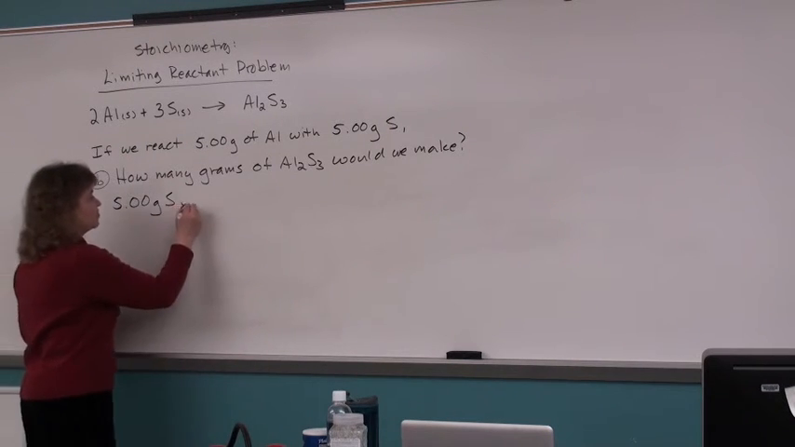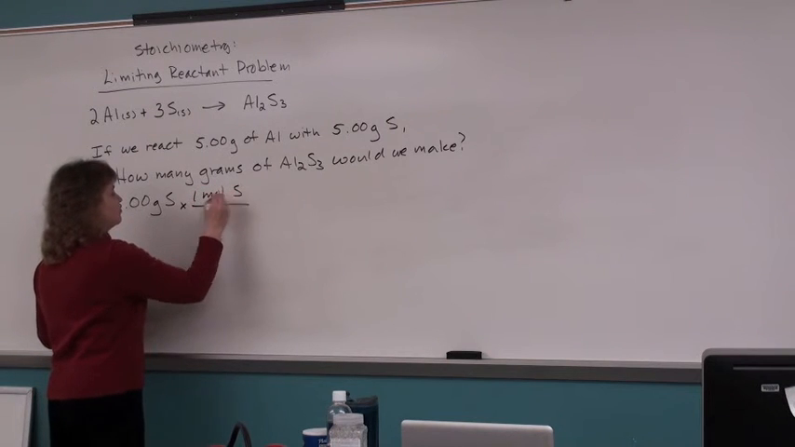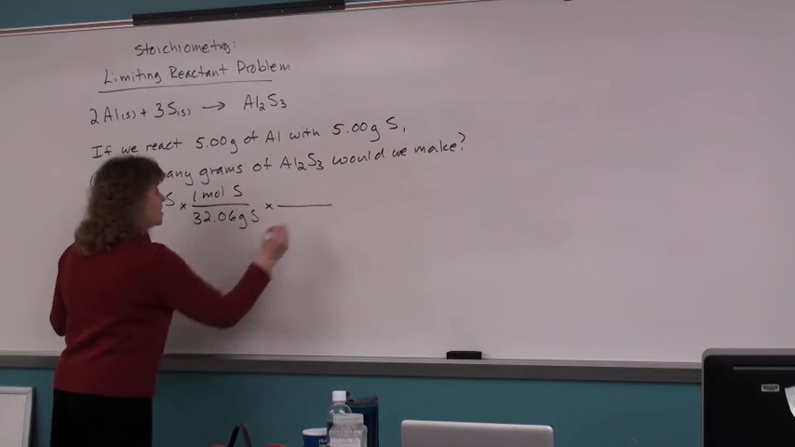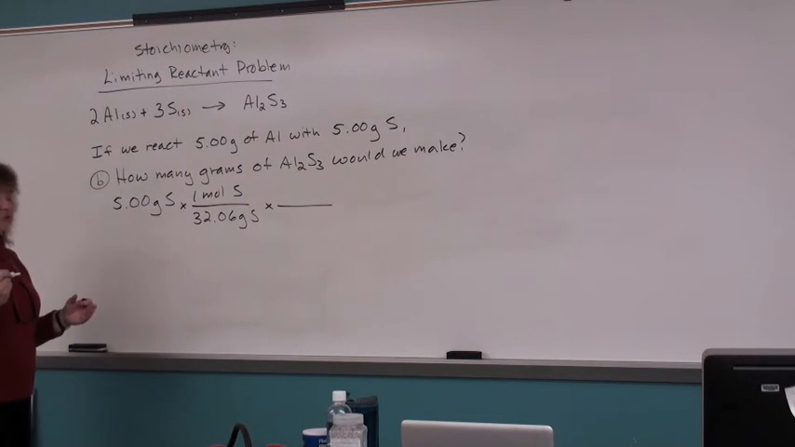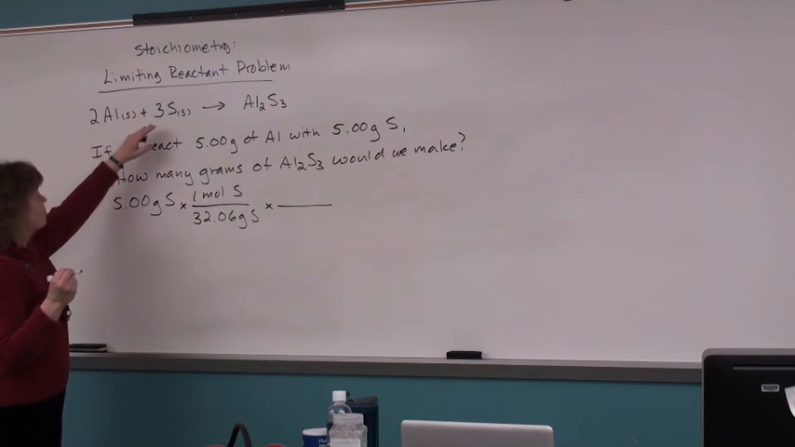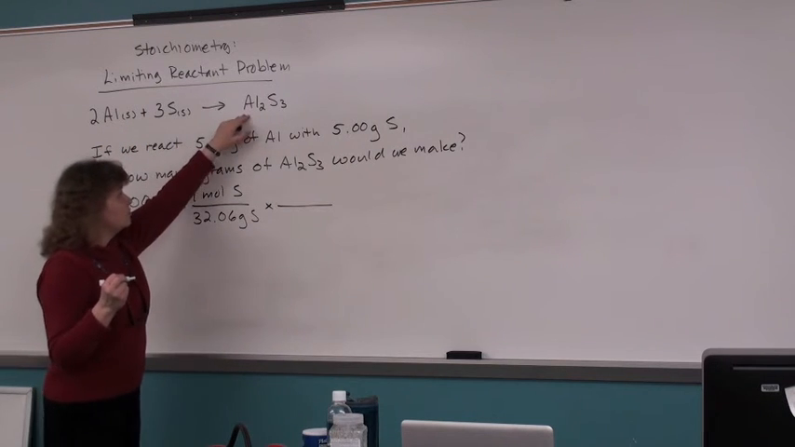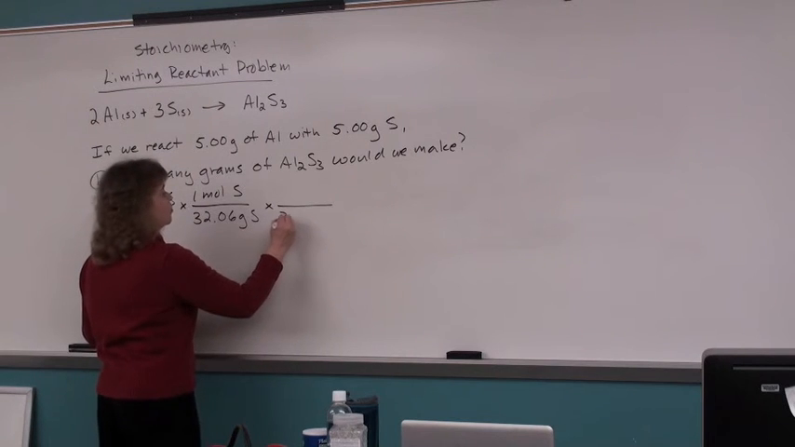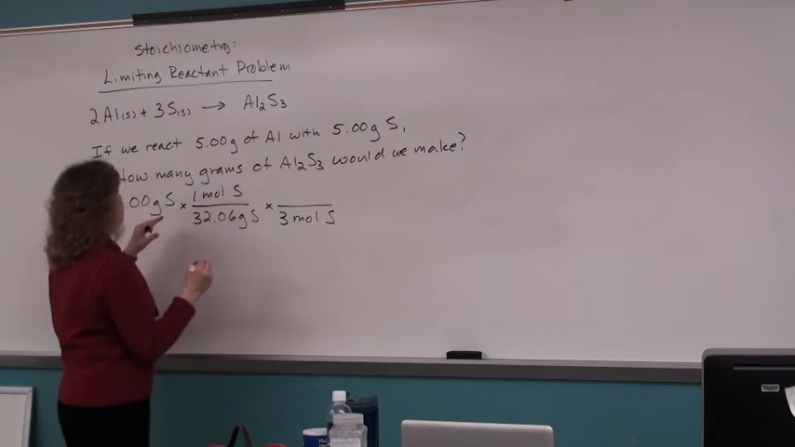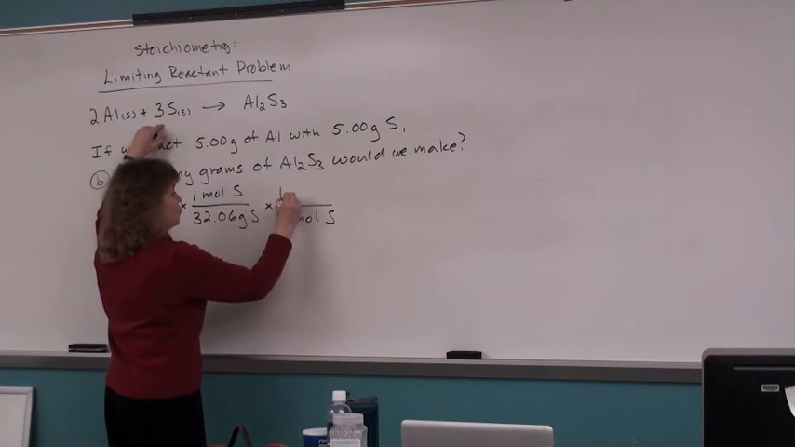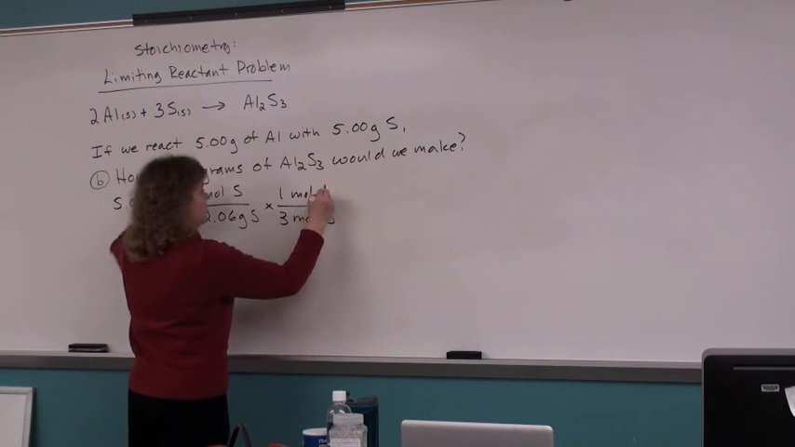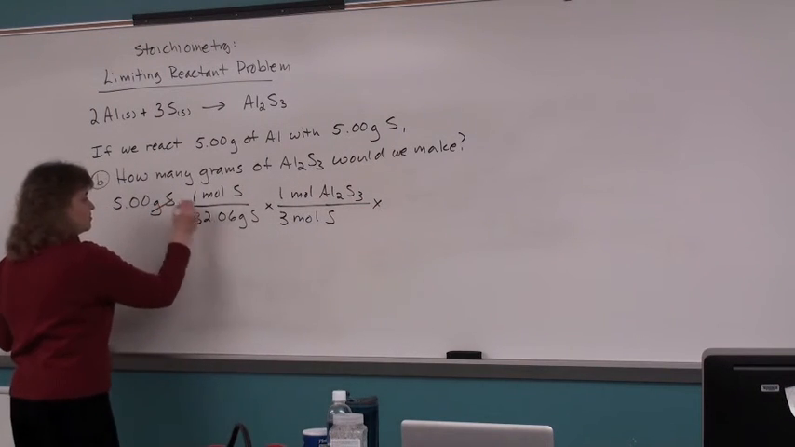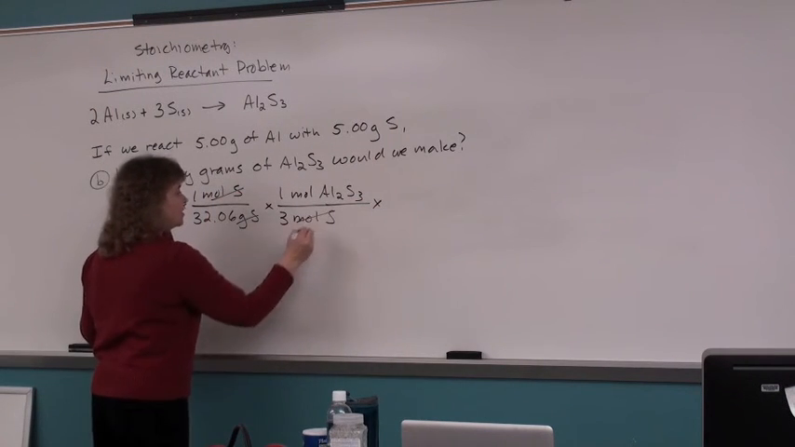So my 5 grams of sulfur, I'm going to say 1 mole of sulfur was my 32.06 grams of sulfur. But now I want to figure out how many grams of Al2S3. So I'm going to say 3 moles of sulfur will produce 1 mole of the aluminum sulfide. So 3 moles of sulfur produces 1 mole of Al2S3. So my grams of sulfur are canceling, my moles of sulfur cancel.